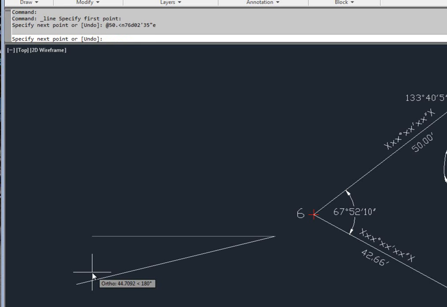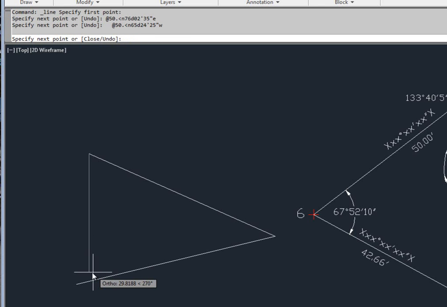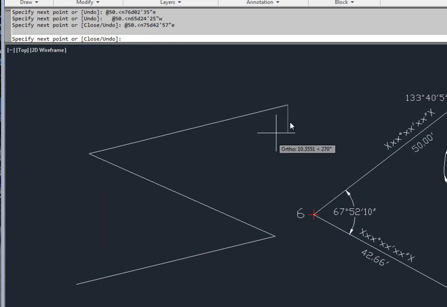My next line is at 50 feet, angle, north, 65 degrees, 24 minutes, 25 seconds, west. And my third one is at 50 feet, angle, north, 75 D, 42 minutes, 57 seconds, east. And there's my 3 lines. Remember though, all of these lines are 50. I'm just going to hit enter here. They're all 50 feet except for this one.